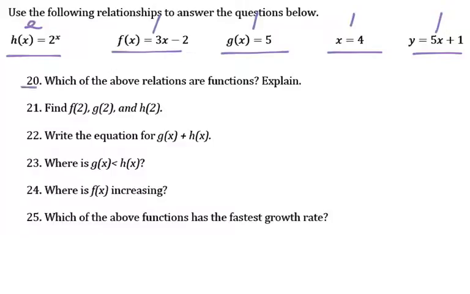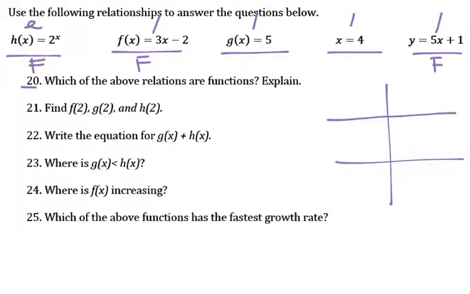Apparently I'm already answering number 20. So explain. Well, exponential we know is always a function, and linear is always a function. G of x equals 5 would be a horizontal line of 5 which passes the vertical line test, so function. X equals 4 would be a vertical line of 4 which doesn't pass, so not a function.